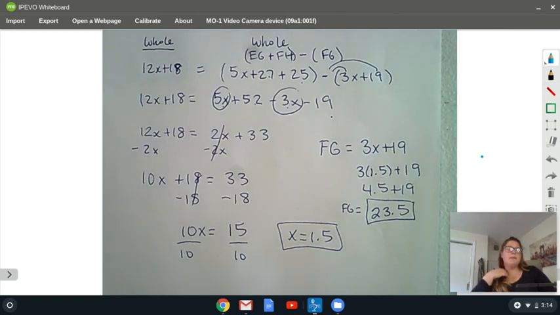So like I said, this problem is a challenge. Sometimes we may throw it at you in classwork to see if you can handle it, but it won't be on a test or a quiz.